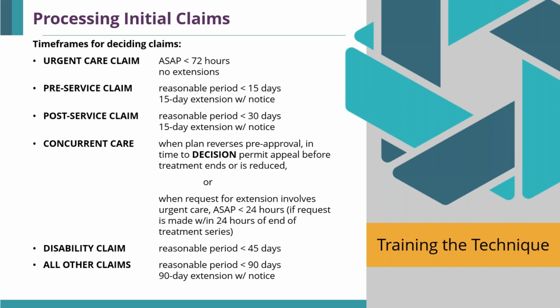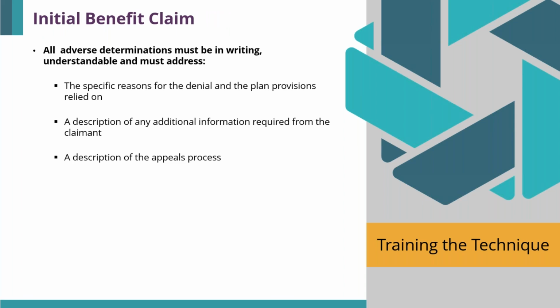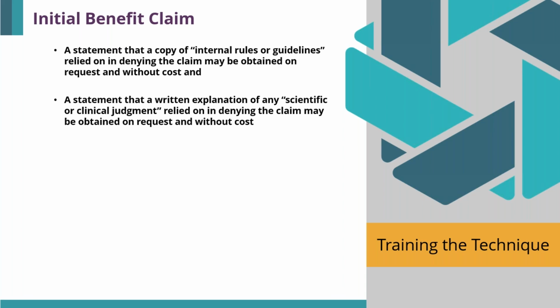And this is when initial claims have to be processed. All adverse determinations must be in writing, must be understandable, and indicate the specific reasons for denial, a description of any additional benefits, and a description of the appeals process. And a statement that a copy of the internal rules and guidelines relied on in denying the claim may be obtained, and a statement of any written explanation of any specific scientific or clinical judgment.